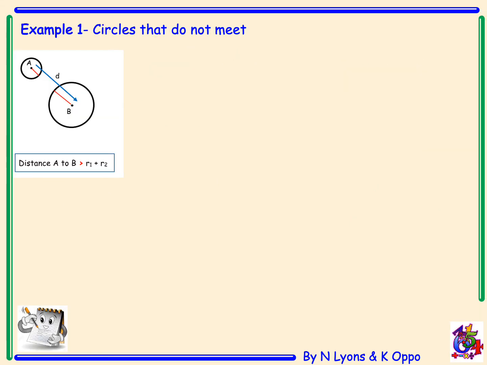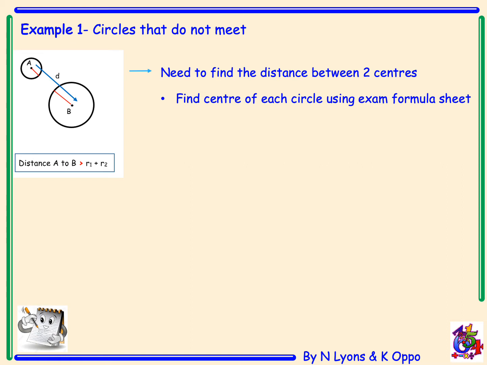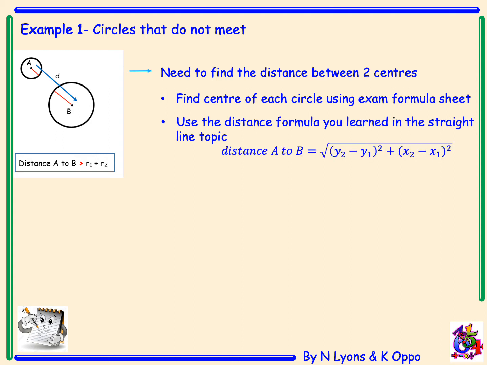Example 1. Circles that do not meet. So the first thing we need to do is find the distance between the two centres. To do this, we first of all need to find the centre of each circle using the formula from the exam sheet. And we also need to use the distance formula you learned in the straight line topic. So the distance formula is the square root of y2 minus y1 all squared plus x2 minus x1 all squared. Remember, this is not given in the exam and must be committed to memory.